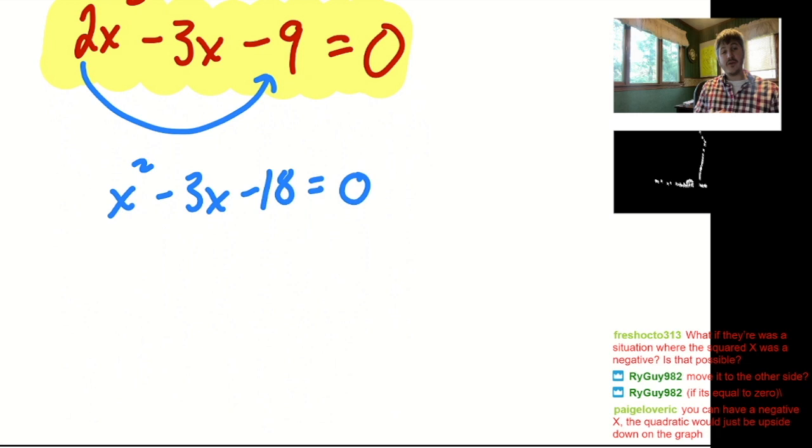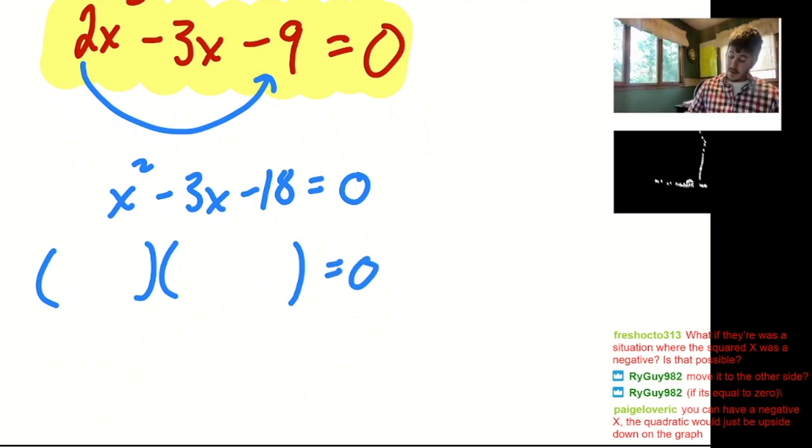So we got to factor like normal. So we get x. Two numbers that multiply into negative 18 and then add into negative 3. I think it's 6 and 3. Minus, plus.